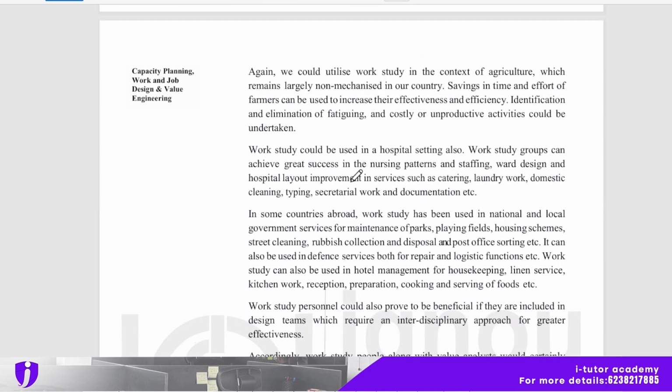And again, we could utilize work study in the context of agriculture, which remains largely non-mechanized in our country. Saving in time and effort of farmers can be used to increase their effectiveness and efficiency. And identification and elimination of fatiguing and costly or unproductive activity could be undertaken.